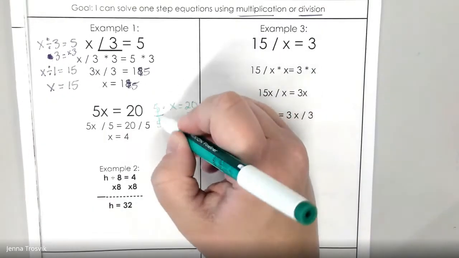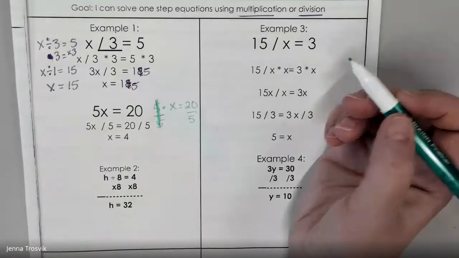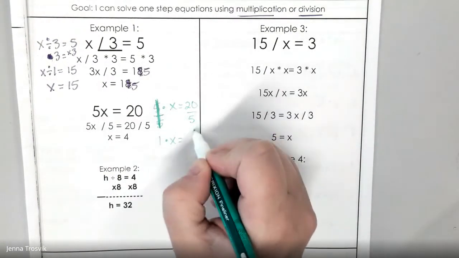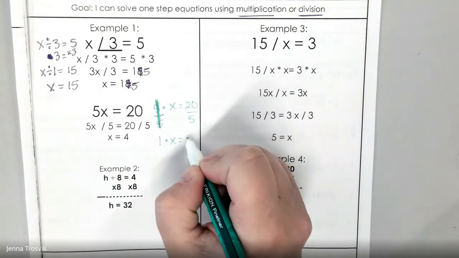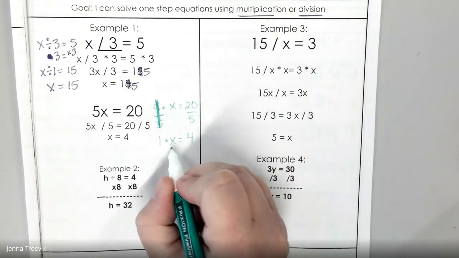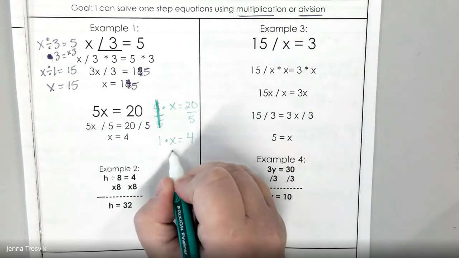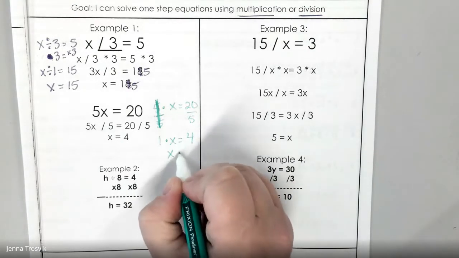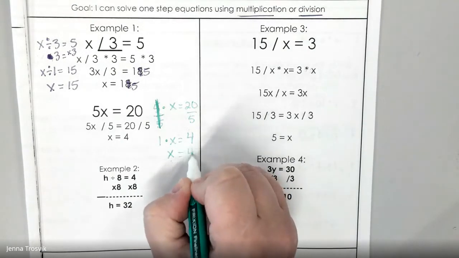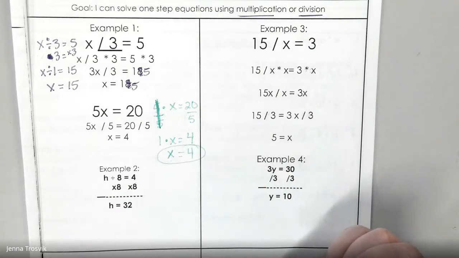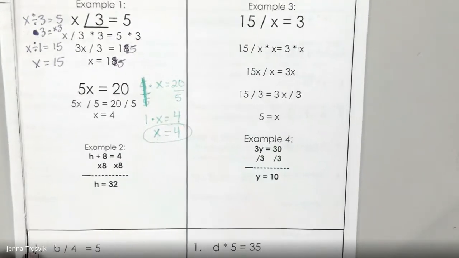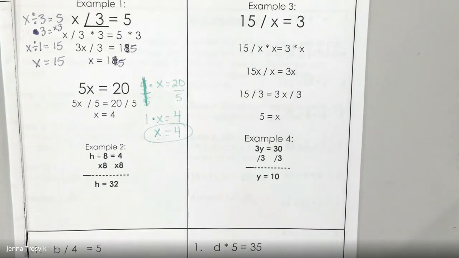5 over 5 is still 1. So it still would be 1 times x, but this time we can actually divide out and get our answer. 20 divided by 5 equals 4, and anytime we multiply by 1, we just get whatever the other number is. This time it's a variable, so we can just call it x equals 4. So my answer is that. Sorry, guys. All right. Next one, we have example number 2.